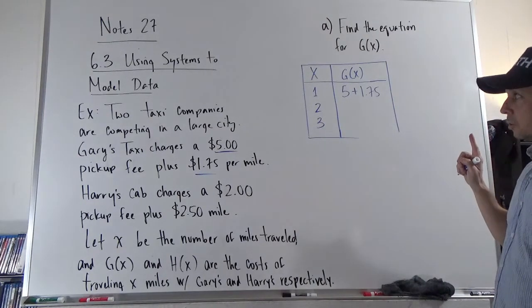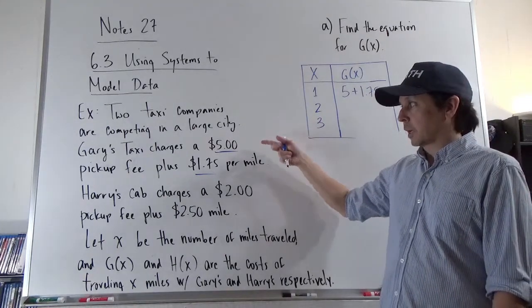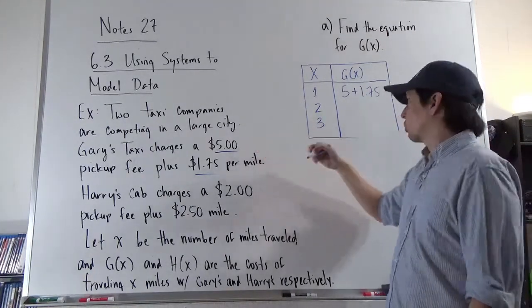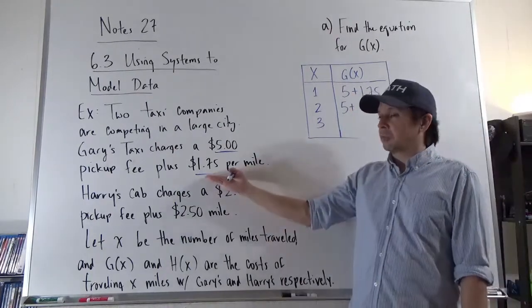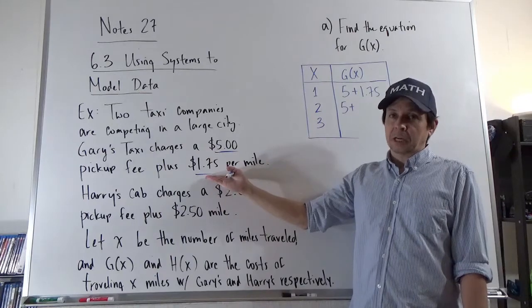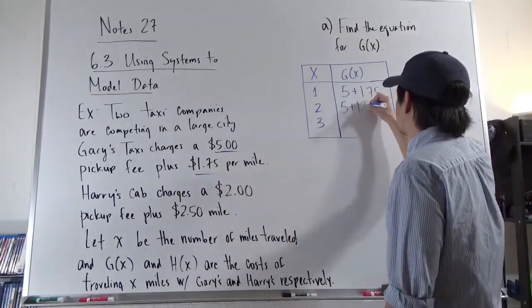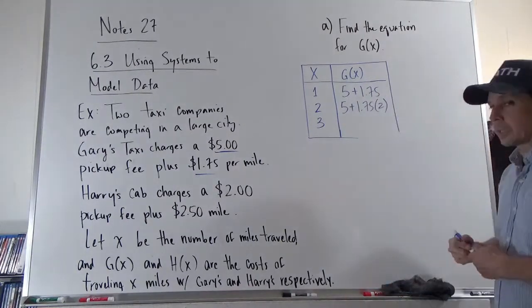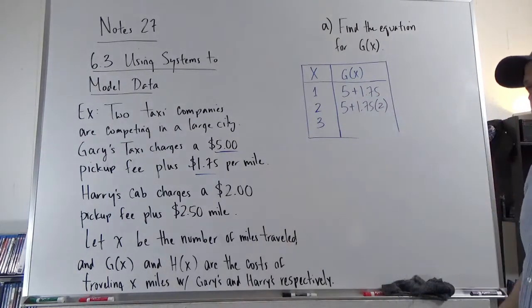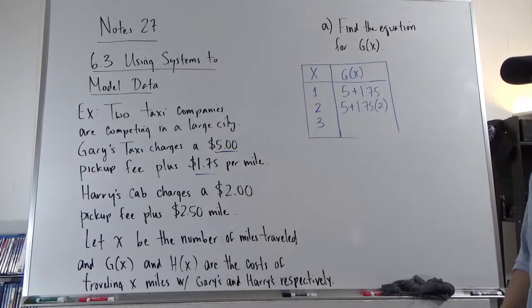2 miles. So I'm going to now ride 2 miles with Gary's, and I'm going to pay $5 right away. And then I'm going to pay $1.75 for the first mile and $1.75 for the second mile. So I'm going to pay that twice, 2 times that. And again, I want everything I'm saying to be written down mathematically, but I'm not going to do any computations. I don't want to condense it. I want to see all those pieces.